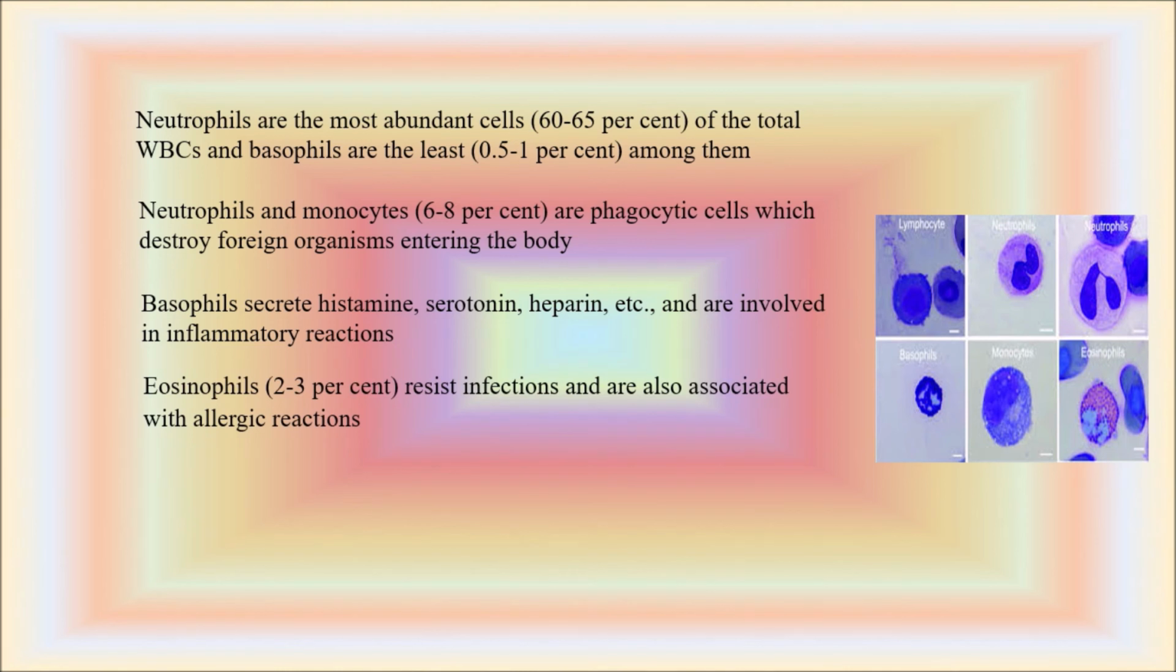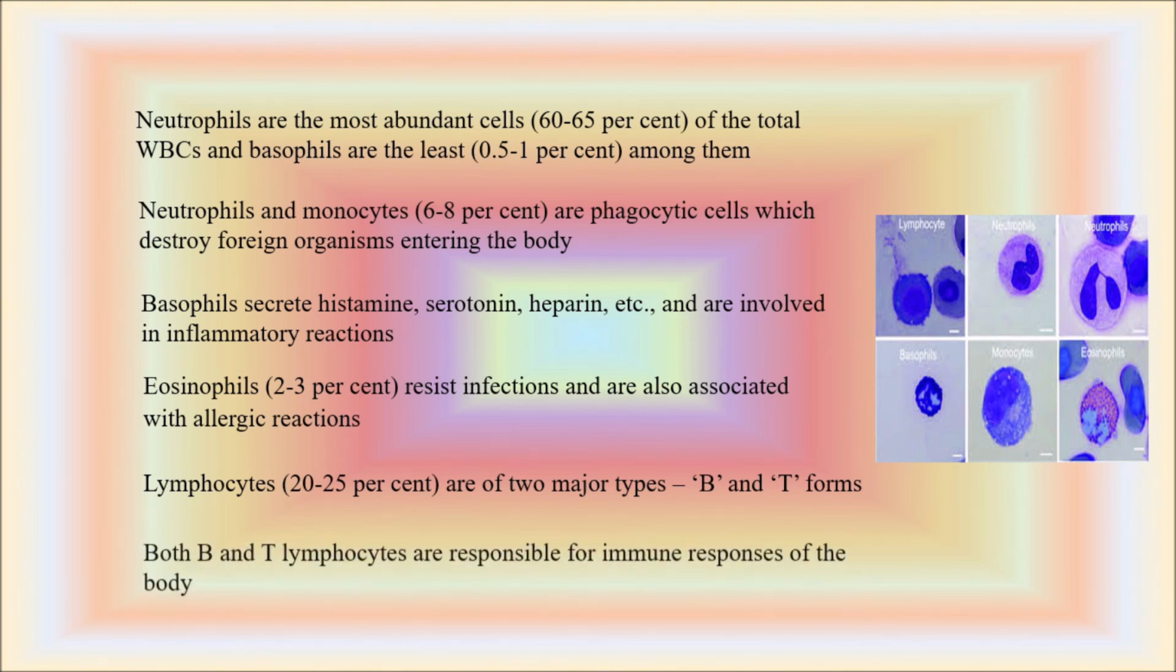Eosinophils are 2 to 3%, and they resist infections and are also associated with allergic reactions. Lymphocytes, 20 to 25%, are of two major types, B and T lymphocytes. Both B and T lymphocytes are responsible for immune responses of the body, and we can discuss these lymphocytes in immunology topics.